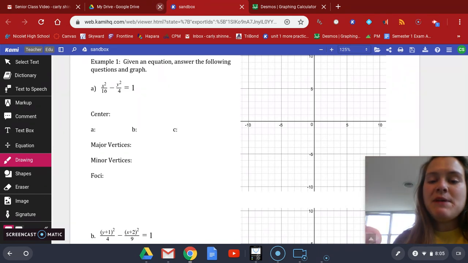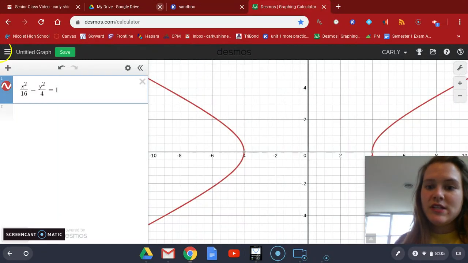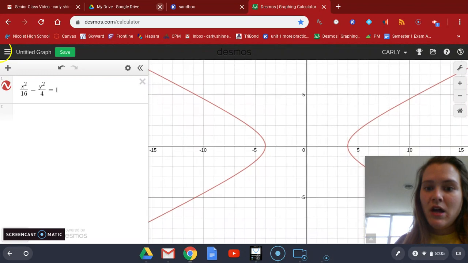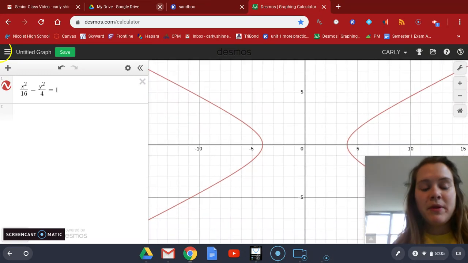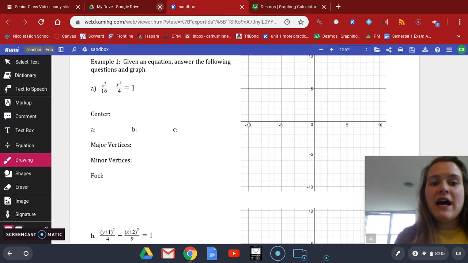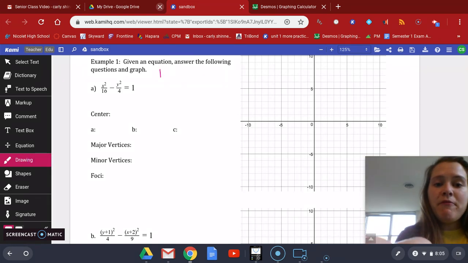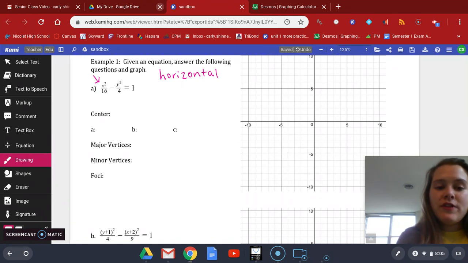So a big tip is just to right away type the equation into Desmos. It's the easiest way to get an idea of what these hyperbolas are going to look like. So you can see that I typed it in, and right away we see that we're going to have a horizontal hyperbola here. And even before I put that into Desmos, I can tell that it's going to be horizontal because the x term comes first. Okay, so that's just a good thing to look for.